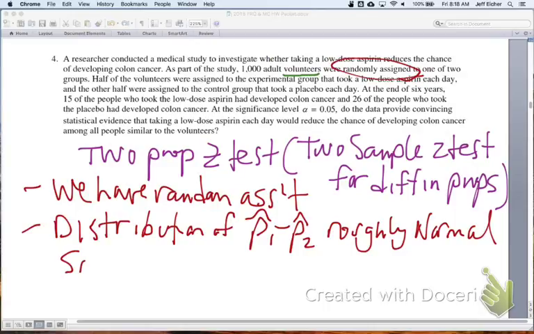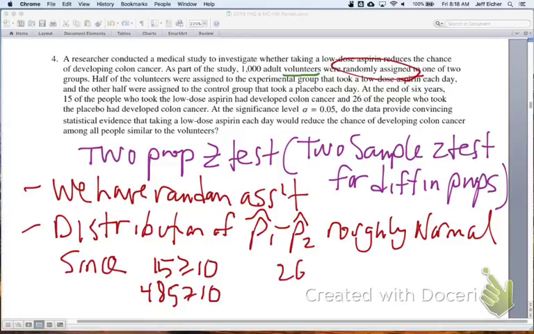The distribution of p hat 1 minus p hat 2 is roughly normal since the number of successes, which is the people who got cancer, is greater than or equal to 10. The number of failures, 500 minus that would be 485, greater than or equal to 10. This is really nice to write these out. This is going to help us with our calculator step. And then 26 is also greater than or equal to 10. And then 500 minus 26, 474, greater than or equal to 10. There you go. That's all we need to write.